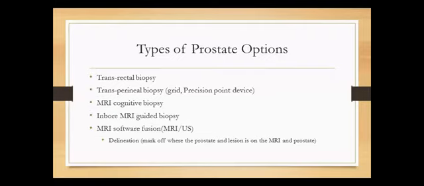So when it comes to the types of prostate biopsies, we have the transrectal biopsy, and then we have the transperineal biopsy, of which we have the grid and the precision point device. We have the MRI cognitive biopsy, the in-bore MRI guided biopsy, which is done in the magnet. And then we have the fusion biopsy, which uses a software. It's quite prone to errors, but it's one of the best.